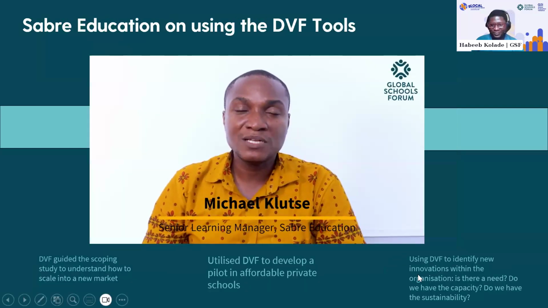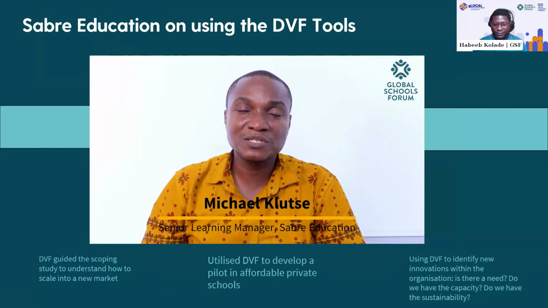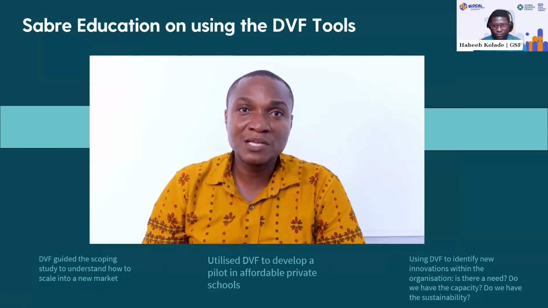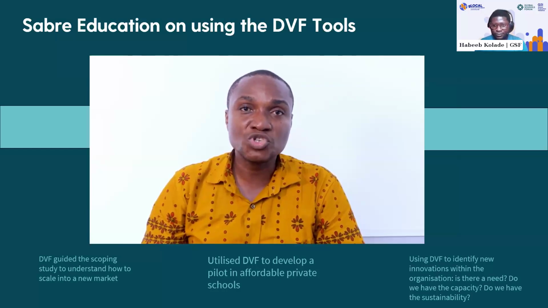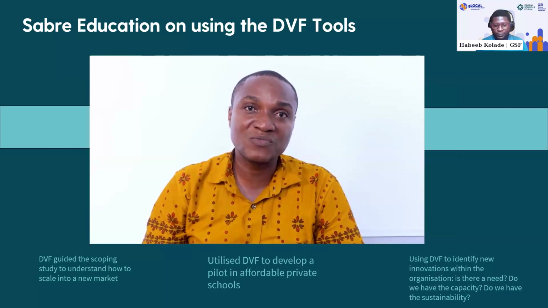I am Michael Klutse, the Senior Learning Manager at Sabre Education. Sabre Education is an international NGO which since 2004 has been working with the Ghana Education Service to make sure that preschool learners in Ghana have the best of education. Historically, Sabre Education has been working with Ghana Education Service to train up to 4,500 teachers in various districts, various schools in the country to ensure that learners in these schools get the best of education, of course, for improved learning outcomes.